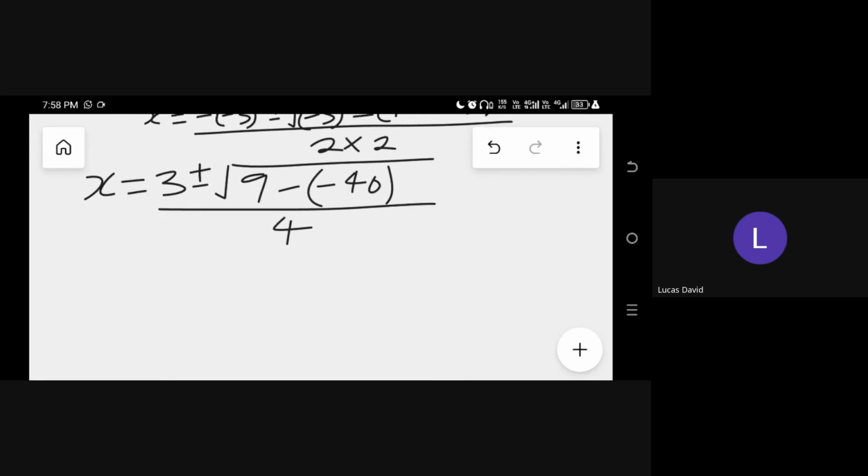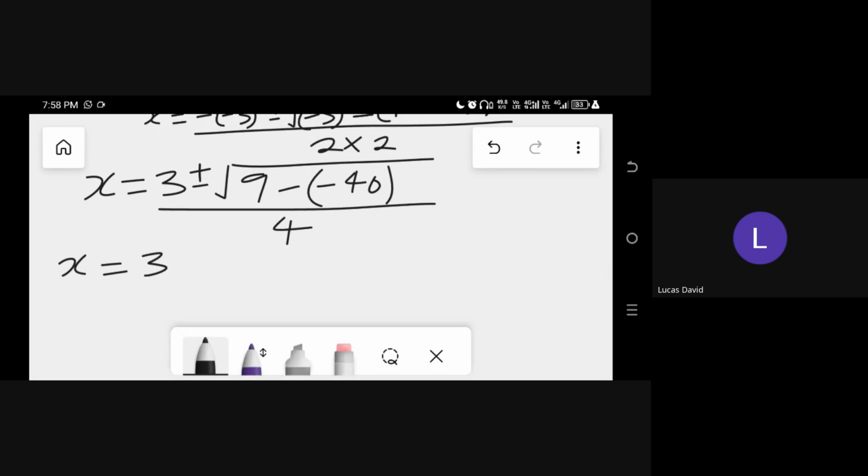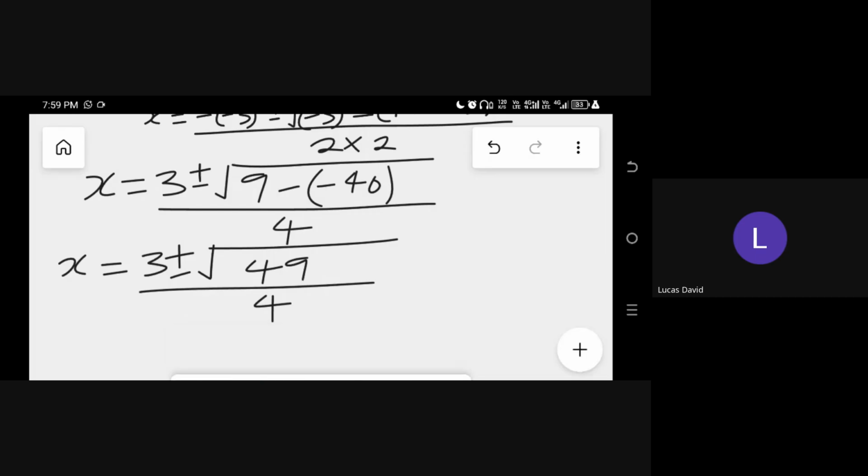Then again proceeding, you have S is equal to 3 plus or minus. At this place, you see that 9 minus minus 40. So those two minuses, minus minus changes to plus. So that's 9 plus 40. 9 plus 40 is 49 over 4. So minus minus there changes to plus. That's like 9 plus 40, 49 over 4.